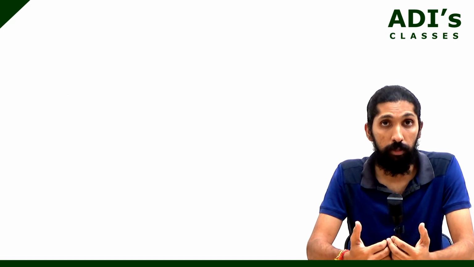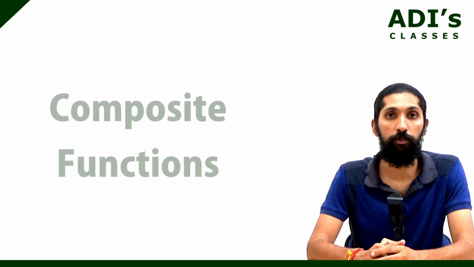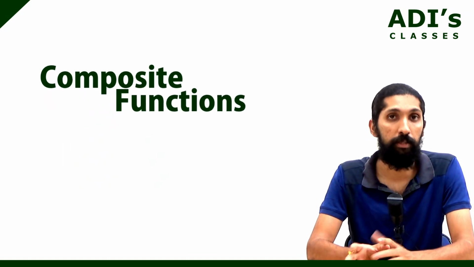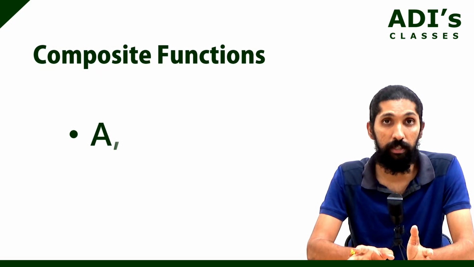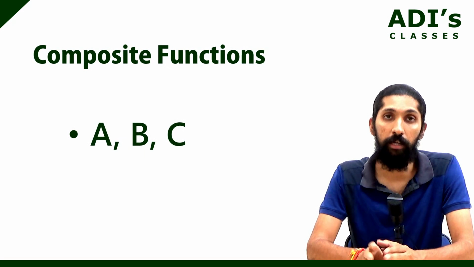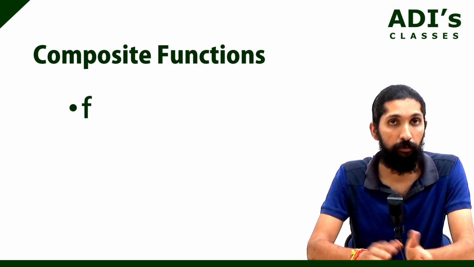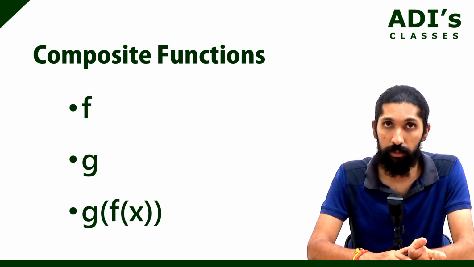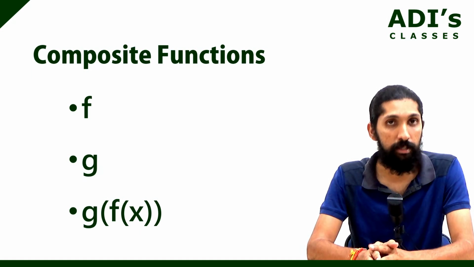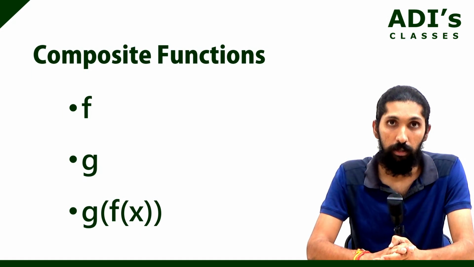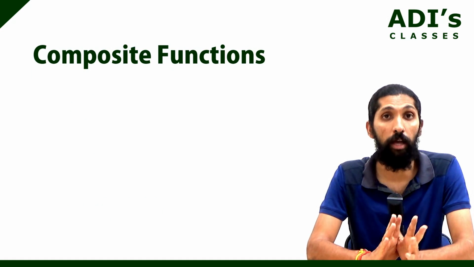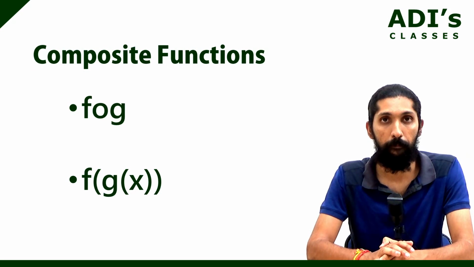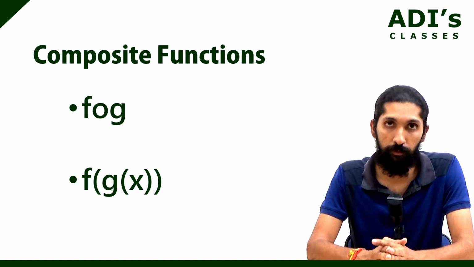Then we moved on to the next part, that is the composite function. So a composite function relates multiple sets. Like if you have three sets A, B, C, and we have a function f and a function g, then we have g of f of x, which relates from one set to another set. Likewise, we also have f of g of x. So these are basically composite functions.